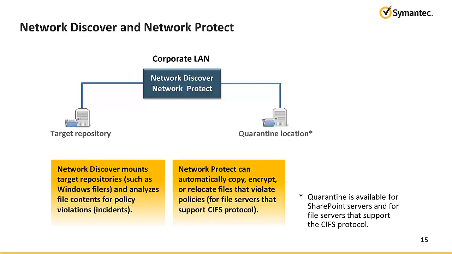The types of file repositories Network Discover can scan include any file system accessible from Windows or Linux, including CIFS, SMB, NFS, DFS, and others. For file system scans, Network Discover uses the underlying operating system on the Discover server to mount and scan the remote file system. Windows file shares are the most common target for Network Discover scans.